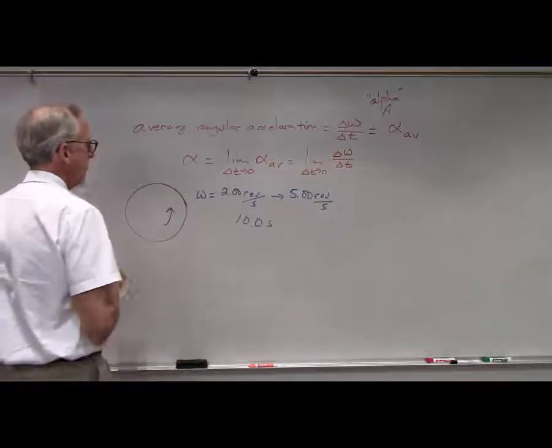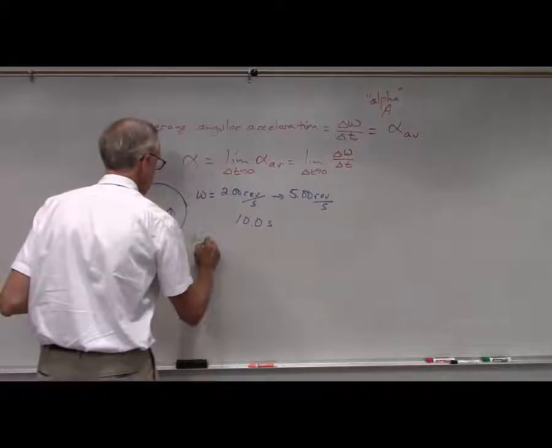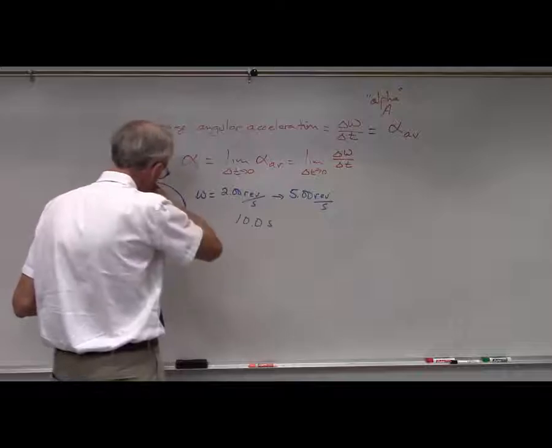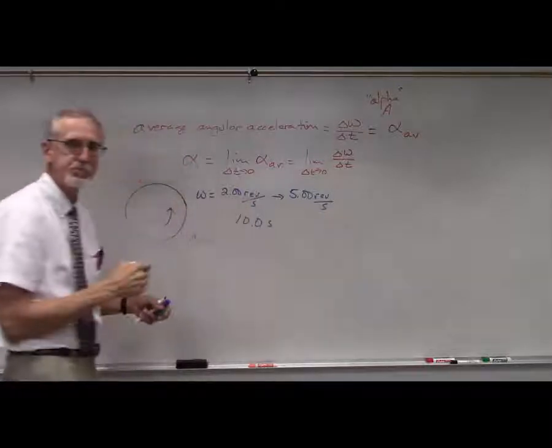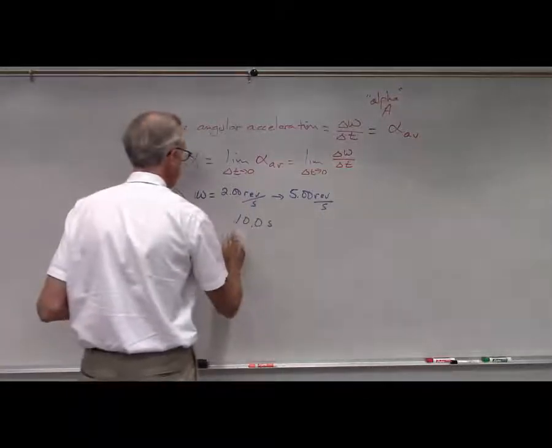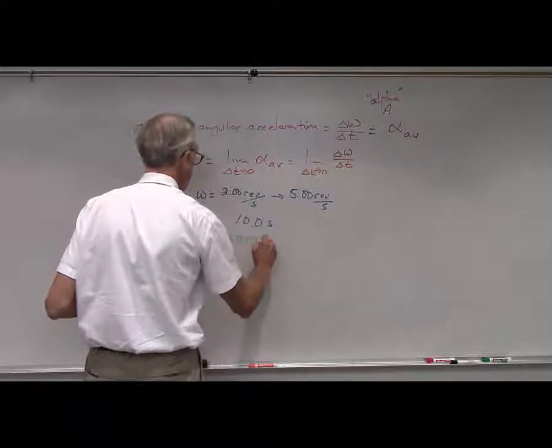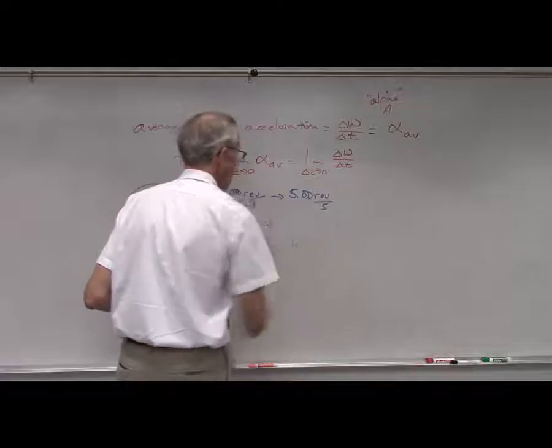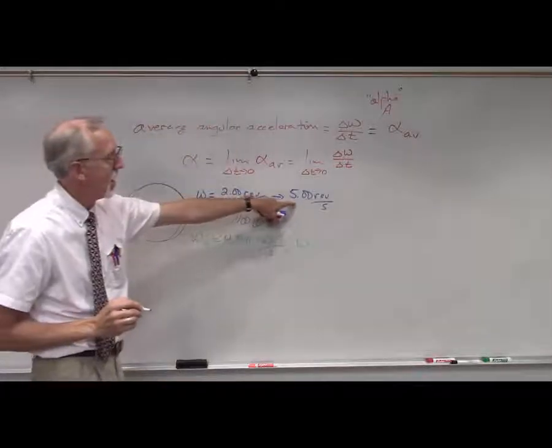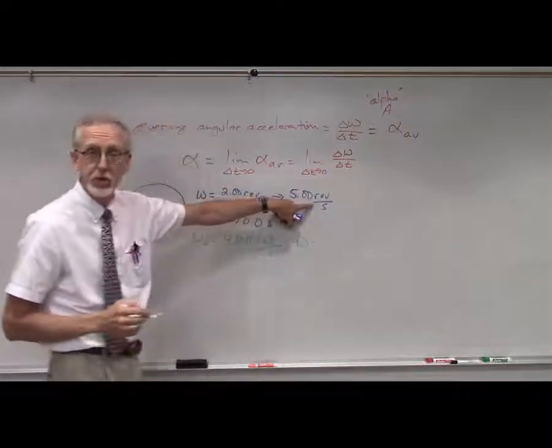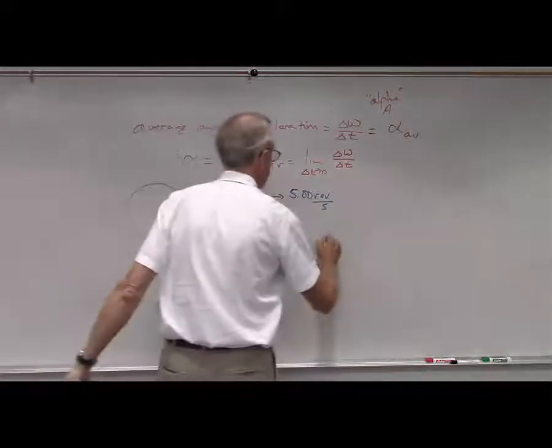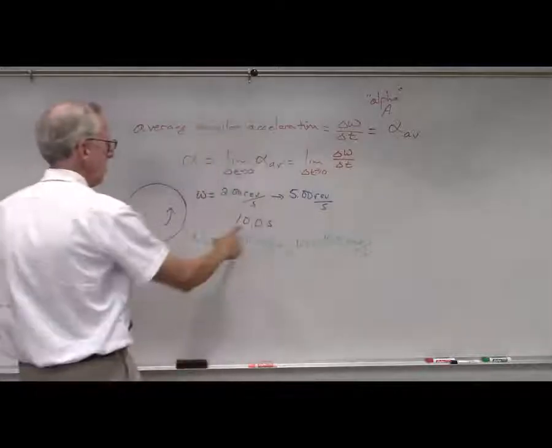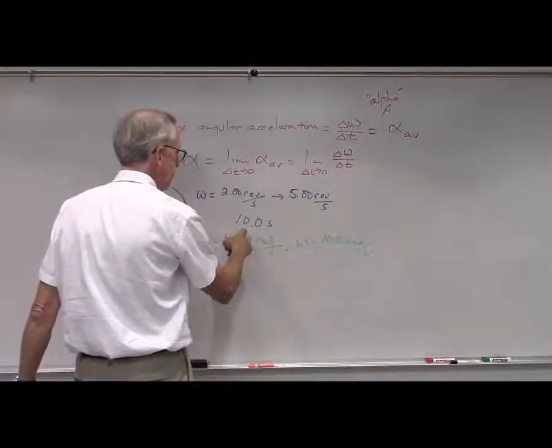So we've got omega naught, which is 2 revolutions per second. In other words, 1 revolution is 2 pi, so this is 4 pi radians per second. The final angular velocity, omega, is 5 revolutions per second. 1 revolution is 2 pi radians, so 10 pi radians per second. Delta t will be 10 seconds.